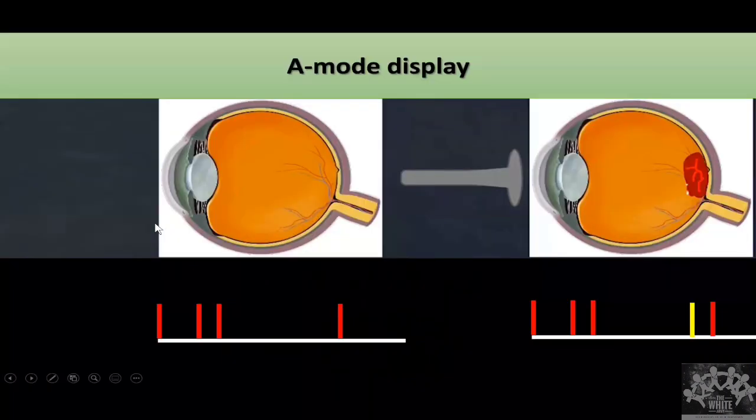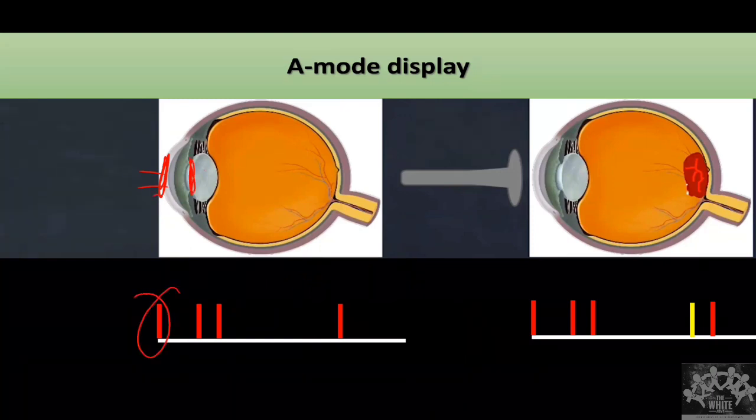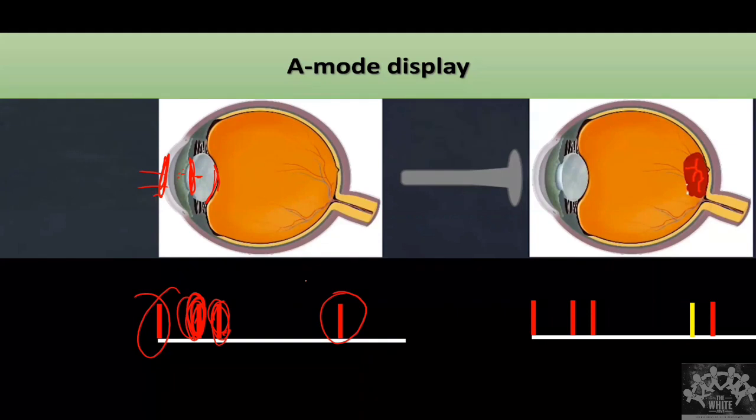Now, as I told, the display can happen in different modes. It can be A mode, it can be B mode, it can be M mode. So the first thing is, this is how the A mode appears. Initially, there is the cornea here, which reflects the sound, and we get one line. The anterior surface of the lens is the interface between the water and the lens, so it reflects the sound and we get one wave. Then the posterior surface of the lens gives the third wave, and then we get the retina reflecting the sound. So normally four waves are seen.